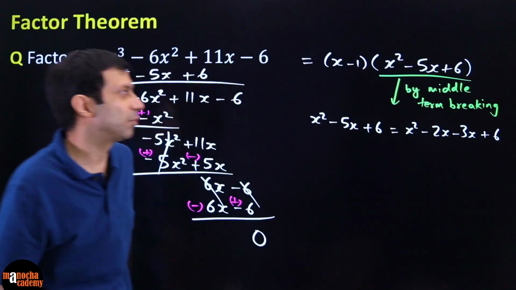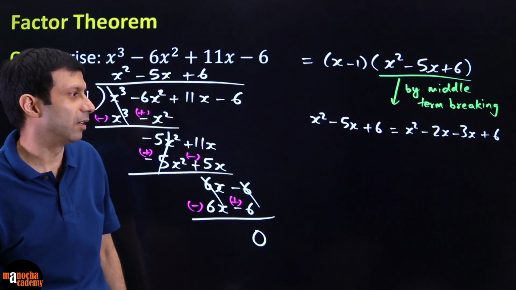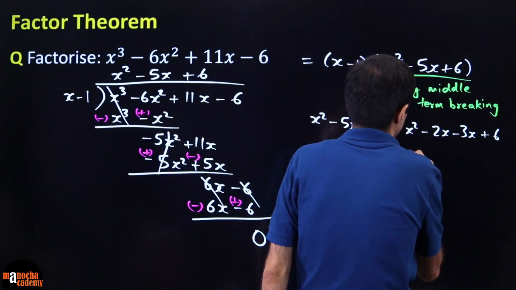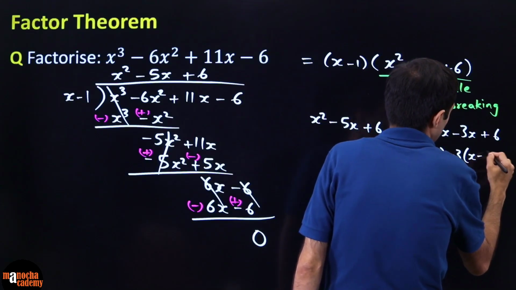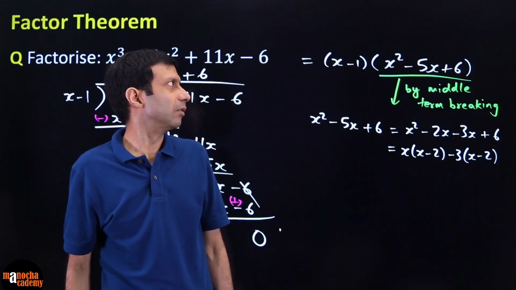Because minus 2 times minus 3 will give me 6. And so these are the factors. I have broken the middle term there, you can see. So let's factorize this: x times x minus 2, minus 3 times x minus 2. Clear? Why did I break it?